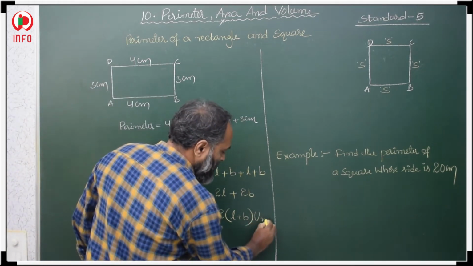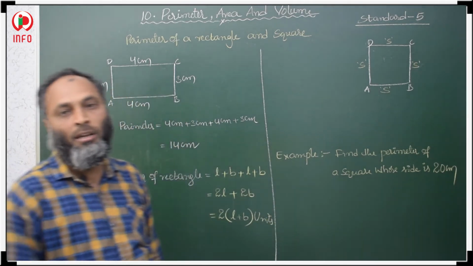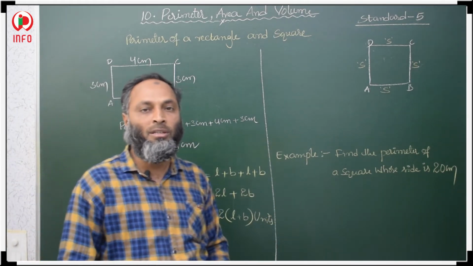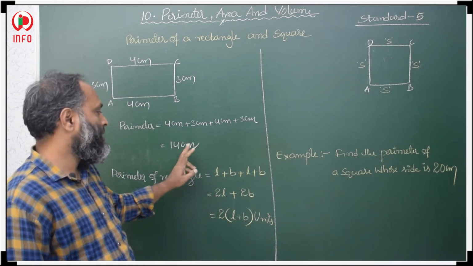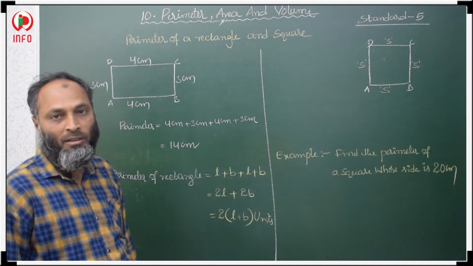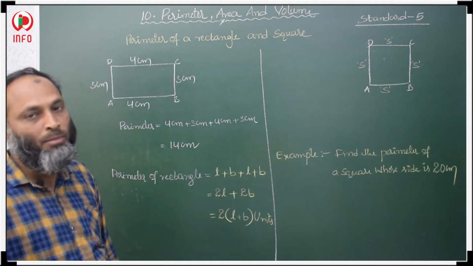This is only units. Perimeter is only in units. There is no square or cube units. Whatever the units given, those units we have to write. Here centimeters is given, then centimeters we have to write. Then perimeter of rectangle is 2 into L plus B.